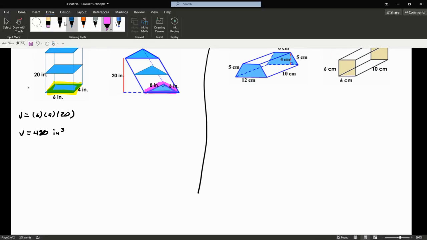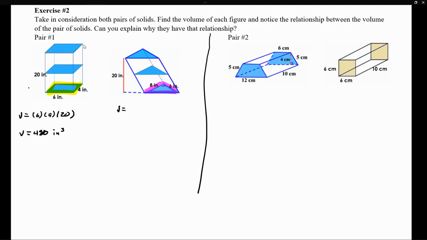So to find the volume, I can find the area of the base, which is 1/2 times base times height, and I can multiply by the height of the overall solid to properly find the volume. So therefore, my volume is 1/2 times base, which seems to be 6, times the height of this triangle, which seems to be 8.